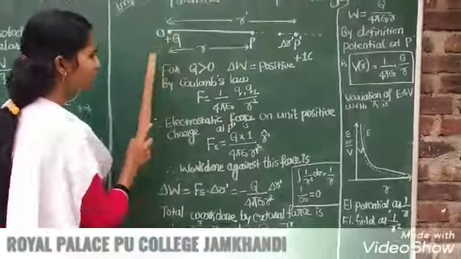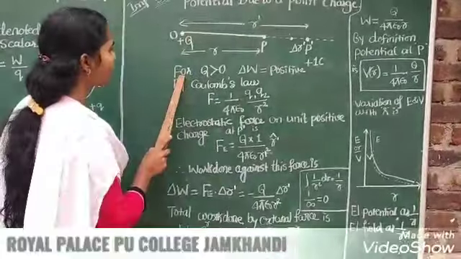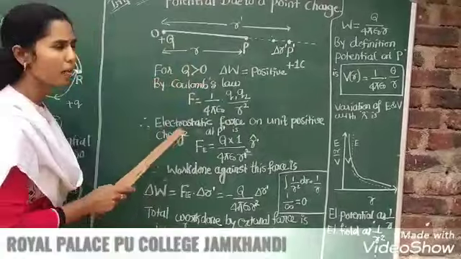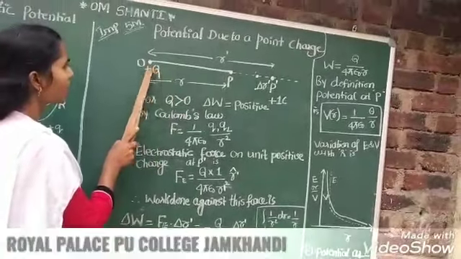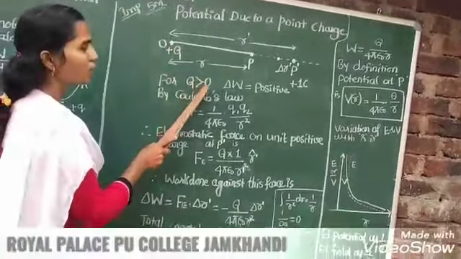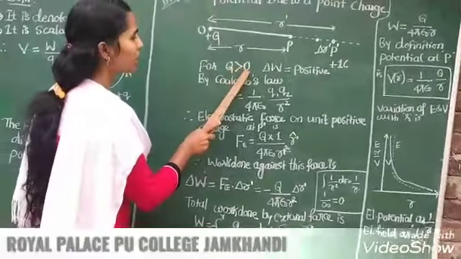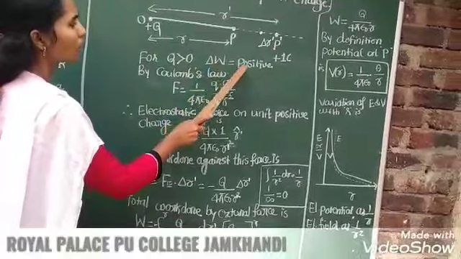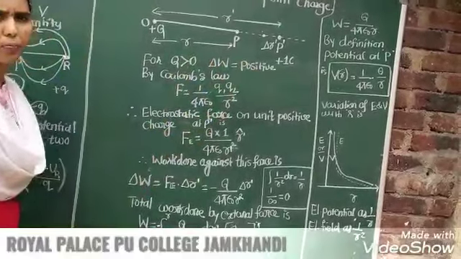And for this consideration, I used the condition that Q is greater than 0, that means positive. We have taken here Q as a positive charge. If Q is greater than 0, then remember the amount of small work done should be positive, right?